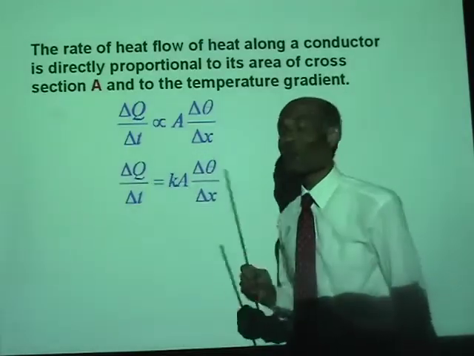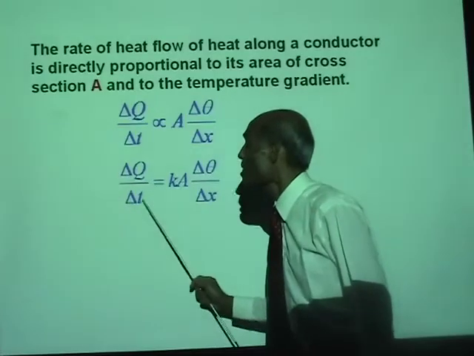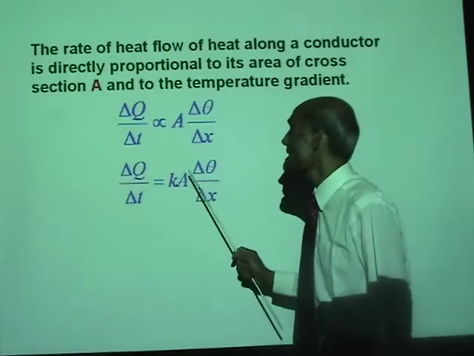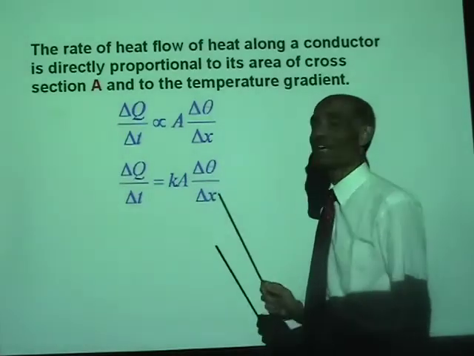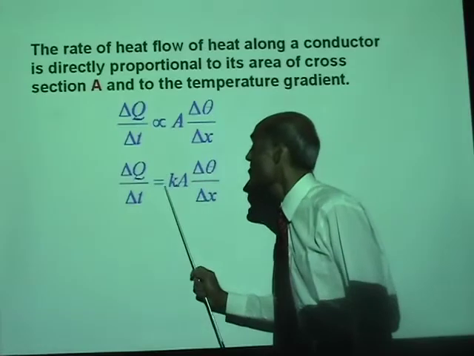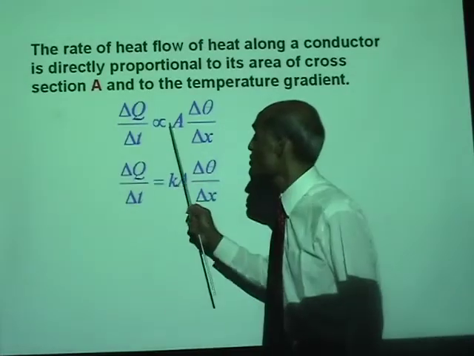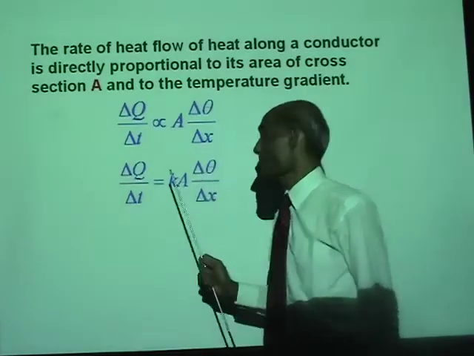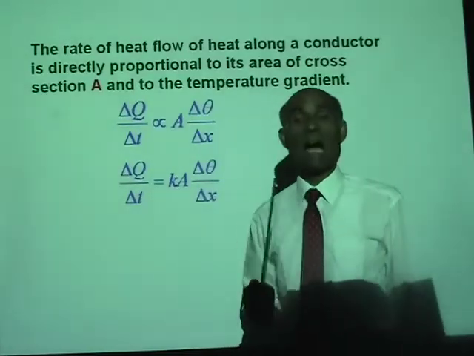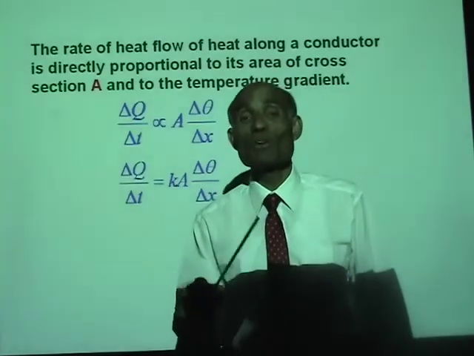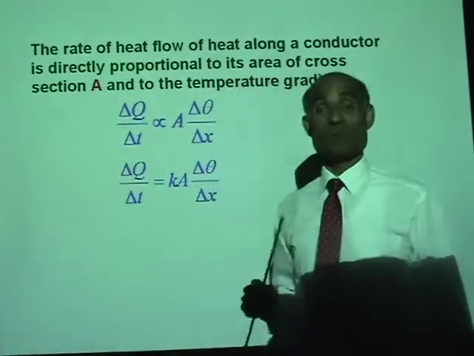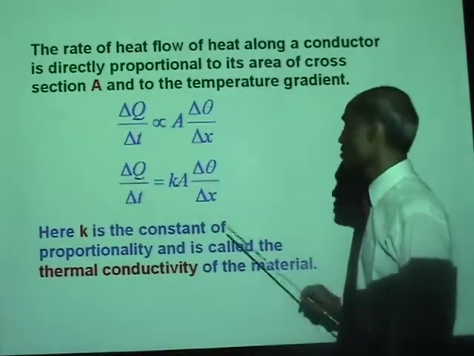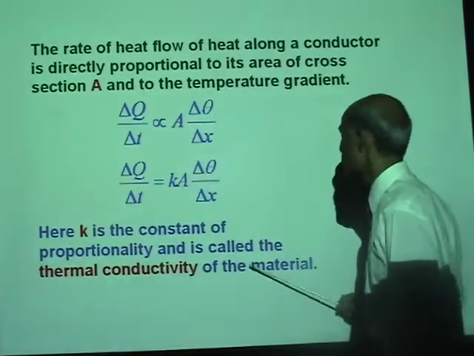Or we write it as an equation: the rate of flow of heat, delta Q by delta T, equals K A delta theta by delta x, where this K is a constant. We change the proportionality to an equation by adding a constant. And that K is a constant, and it is called the thermal conductivity of the material. So K is the constant of proportionality and is called the thermal conductivity of the material.